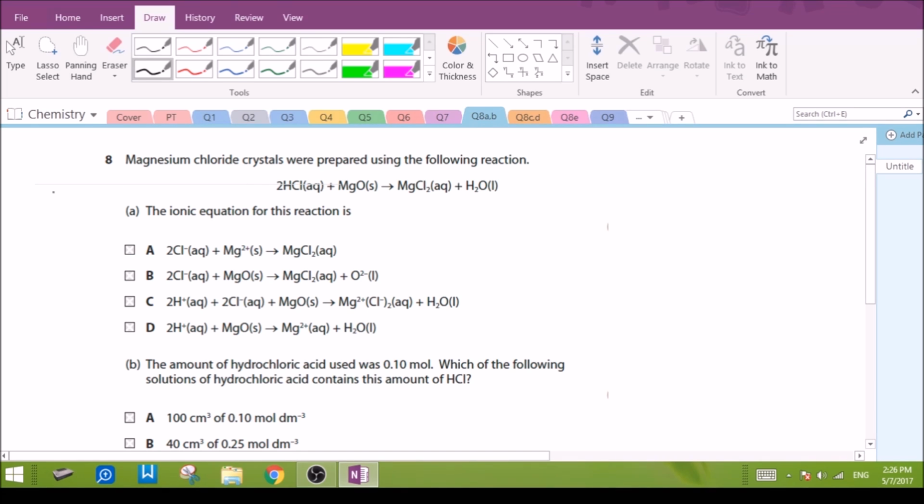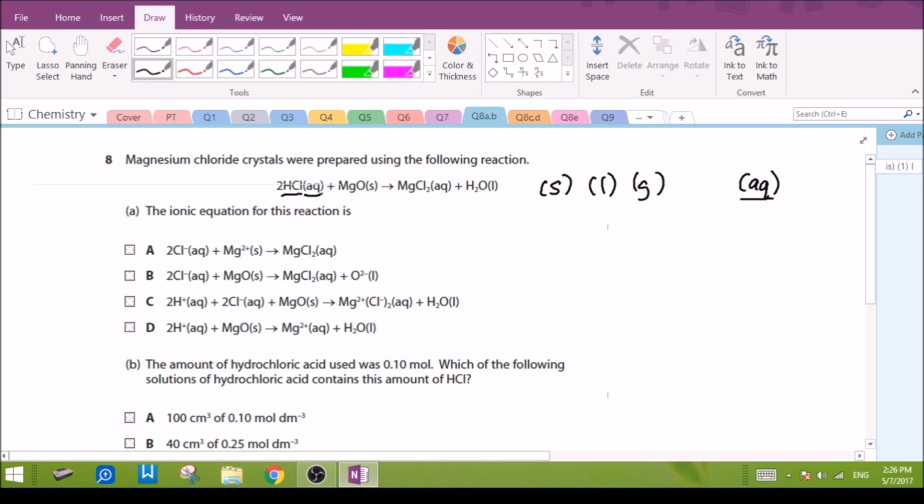Number 8, magnesium chloride crystals prepared using magnesium oxide and hydrochloric acid. We get salt and water. So ionic equation. Now the thing about ionic equation is, if you see state symbols like solid, liquid, or gases, we essentially do not change the formula. But if you see compounds with aqueous states, we will split them into their ions. So let's use this as an example.